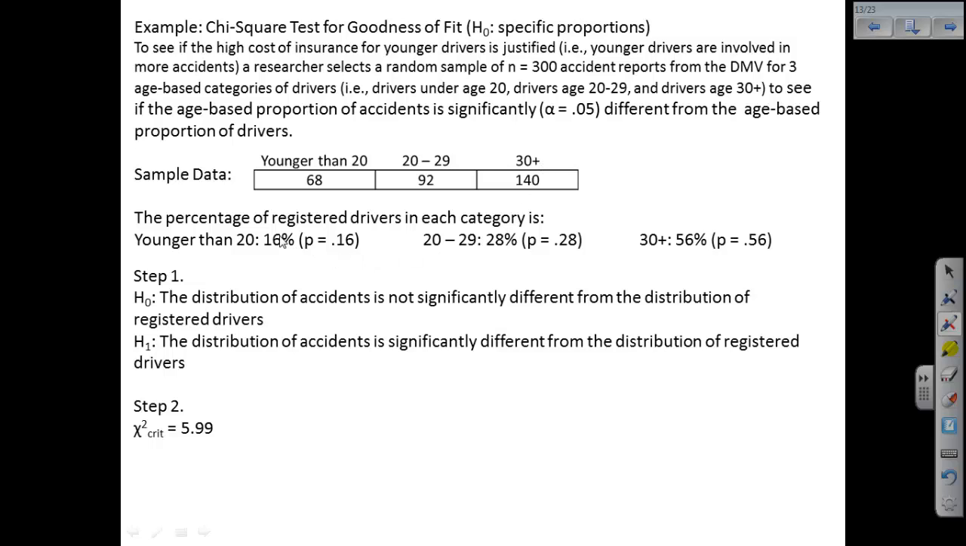So you can turn those percentages into proportions, and then you can figure out how many people would be in each category in our data set if these proportions were true, or the null was true. And we'll get to that in step 3. But step 1, the distribution of accidents is not significantly different from the distribution of registered drivers.